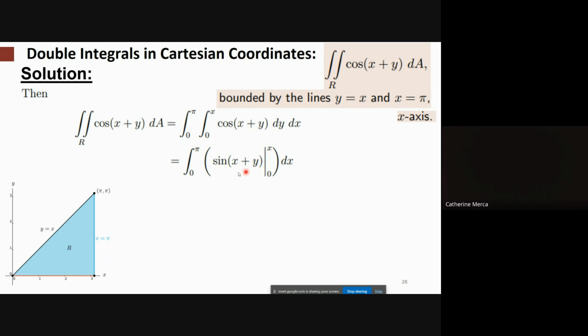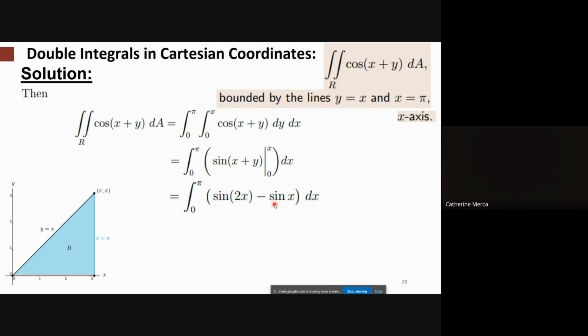Rewriting this should give us sine of x plus x, so it will give us sine 2x minus sine of x plus, remember we have to change your y, so x plus 0. So we should have sine of 2x minus sine of x plus 0. So you have sine of x only.